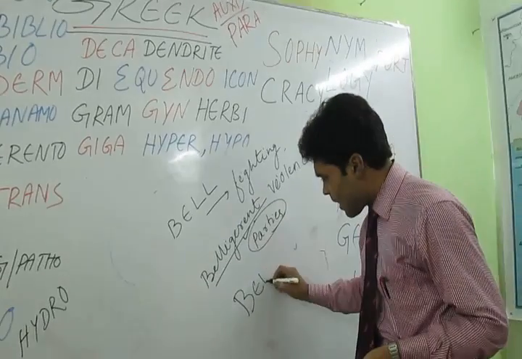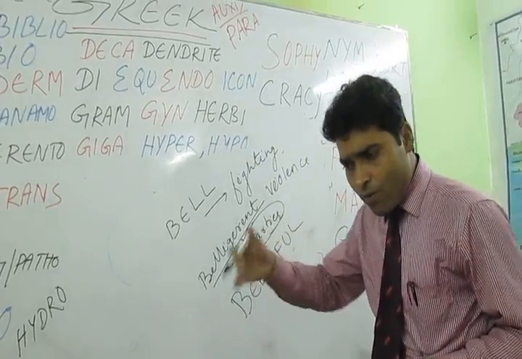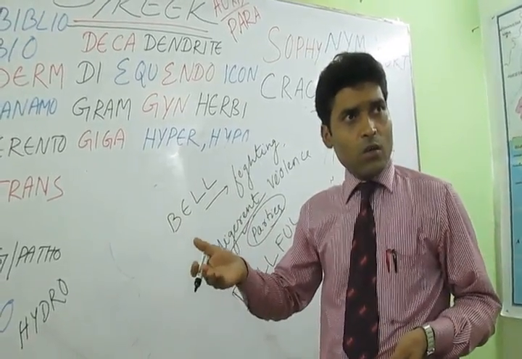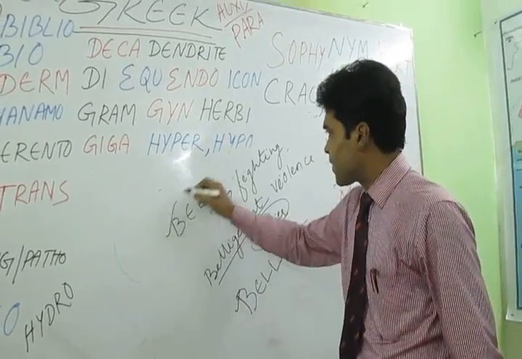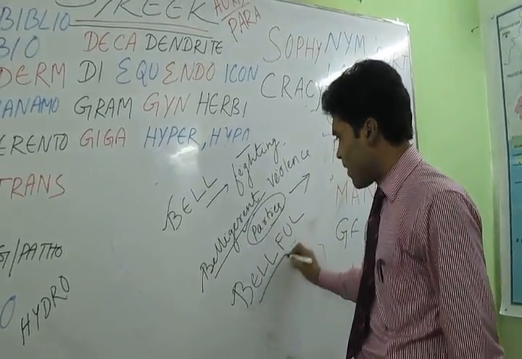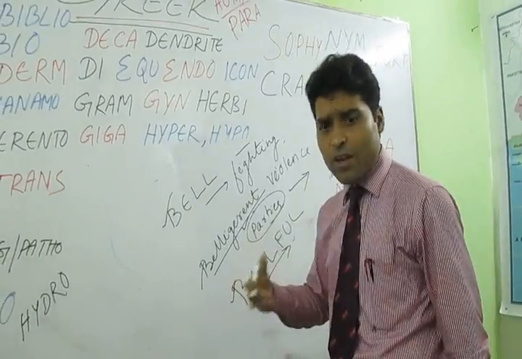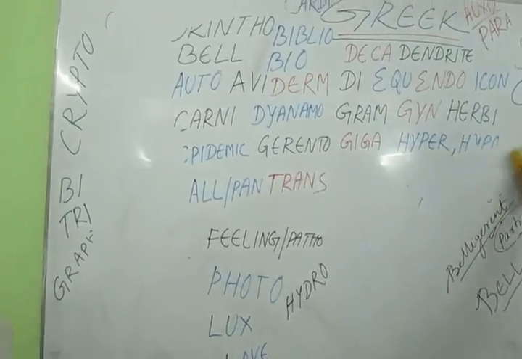Bellful, B-E-L-L-F-U-L. Bellful means a person full of aggressiveness. If you talk a little bit, you lose temper. So bel means fighting, belligerent means fightful, and bellful means having a fighting attitude. This is the thing you have to keep in mind.